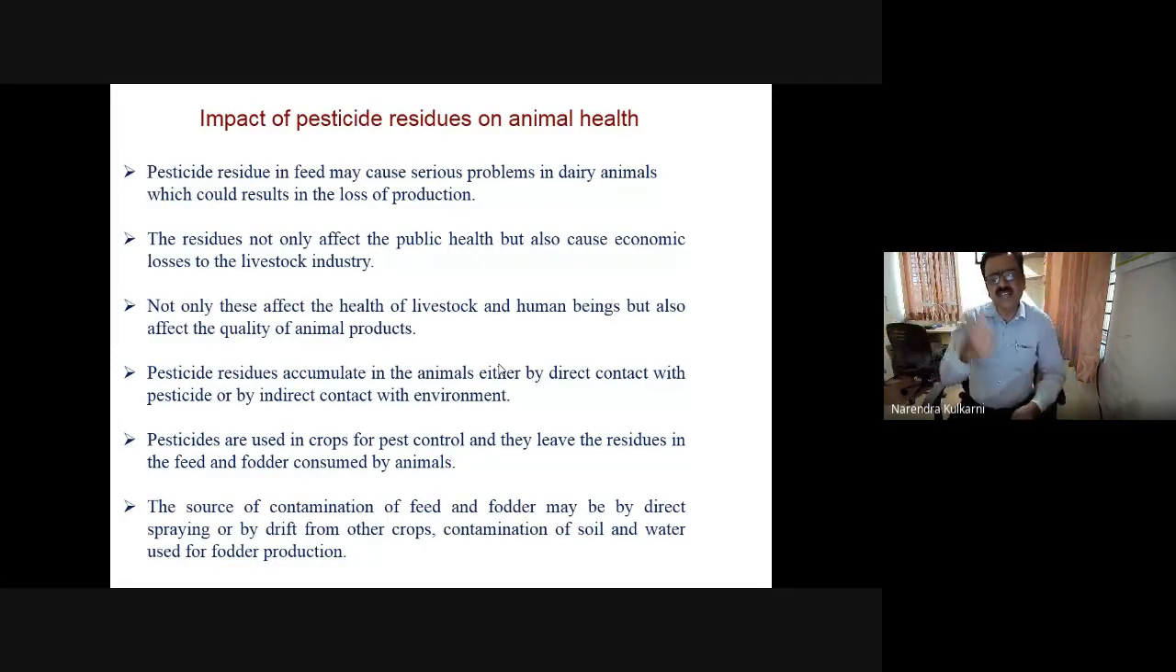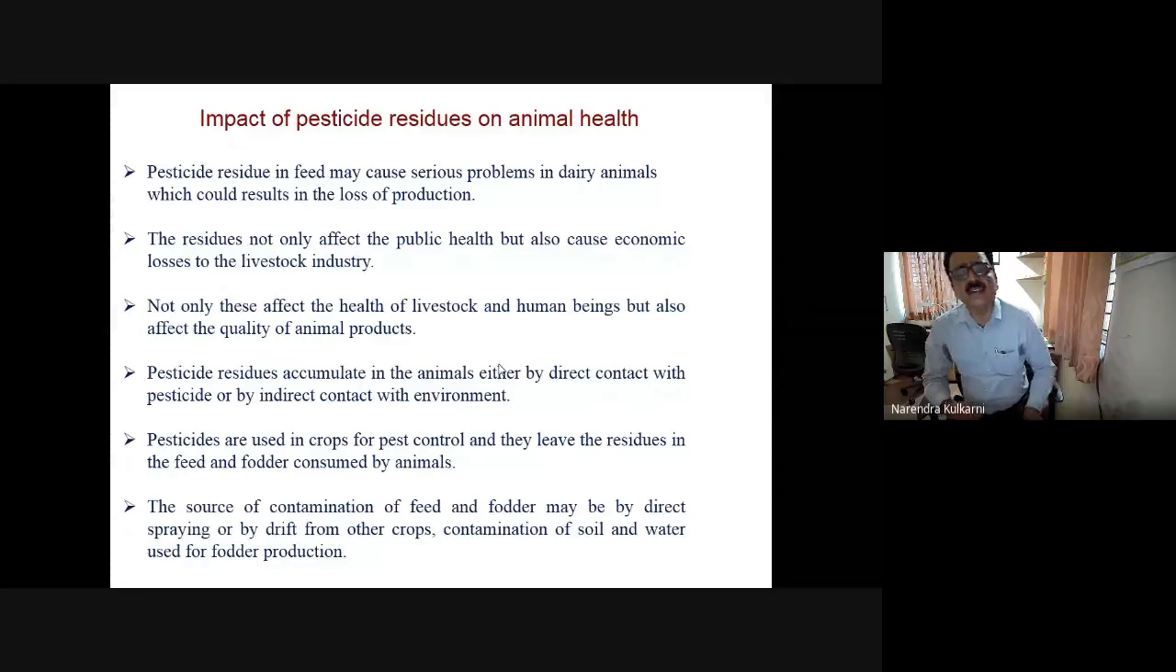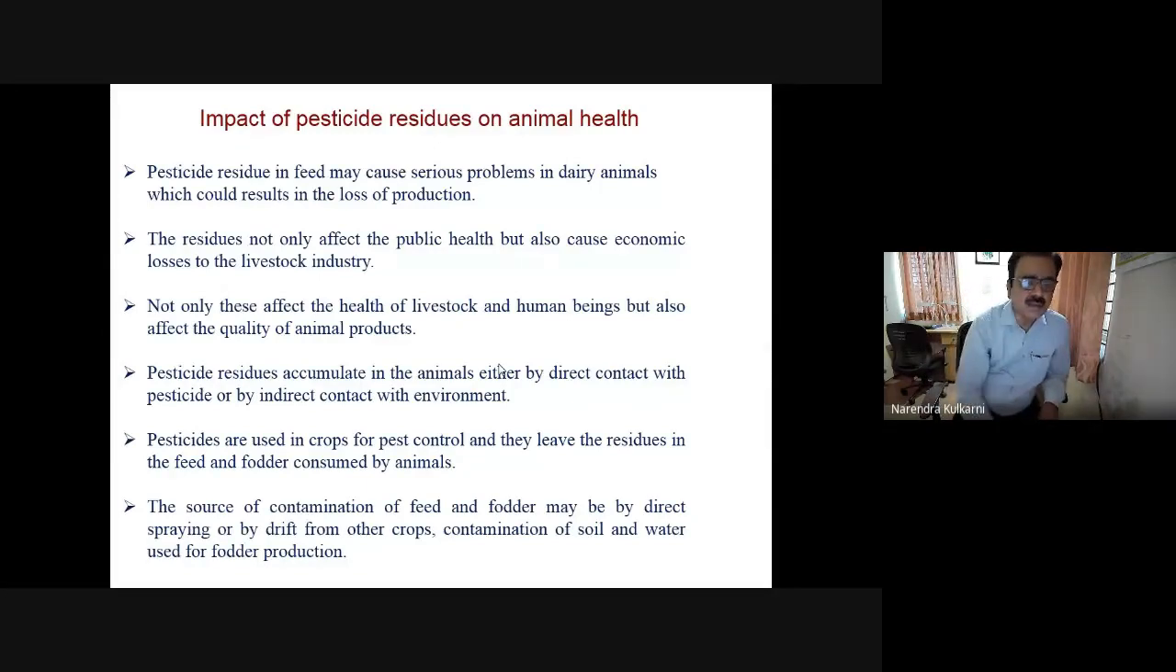Yes, residues may be carried when the feed is prepared. Even pesticides used in crops for pest control leave residues in the feed and fodder consumed by the animals. So ultimately, when the animal consumes that pesticide, it enters the milk chain or even the different milk products or animal products.